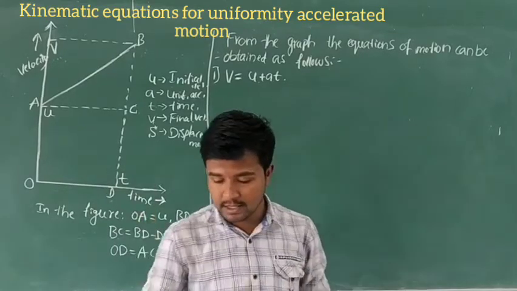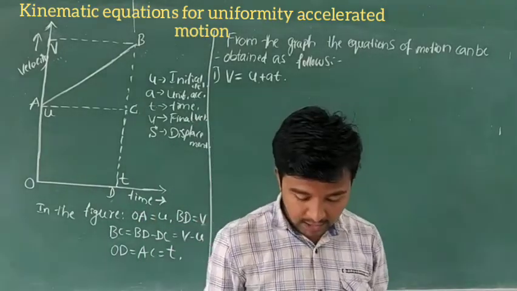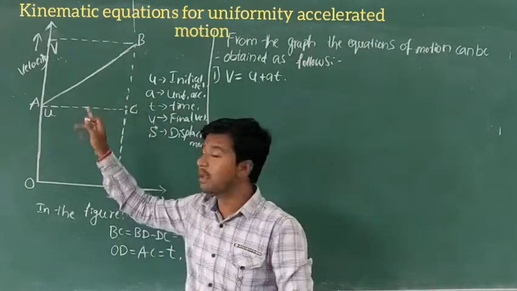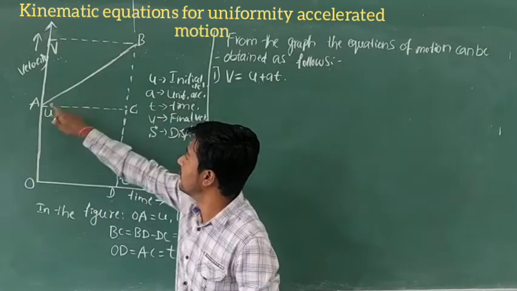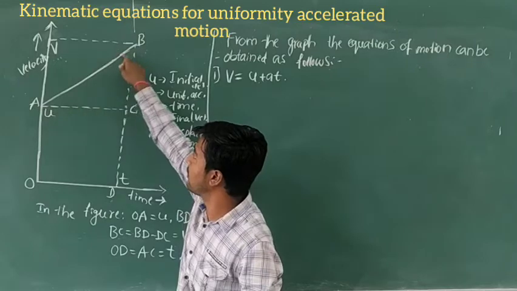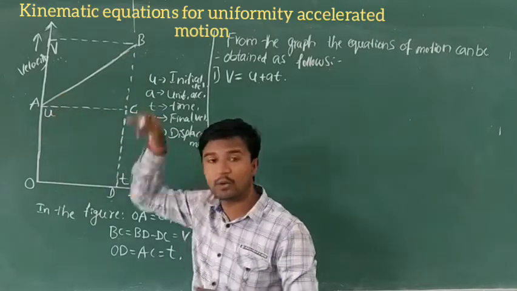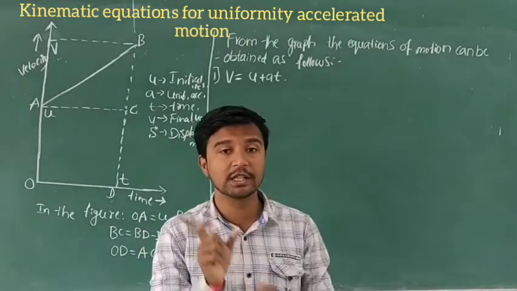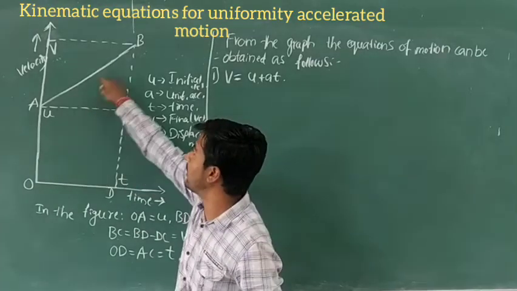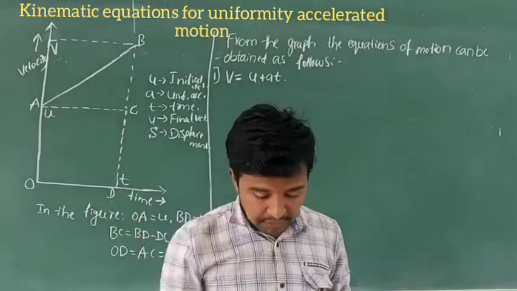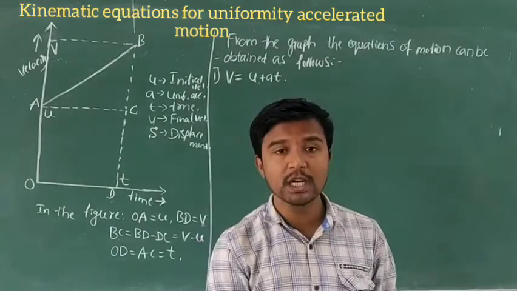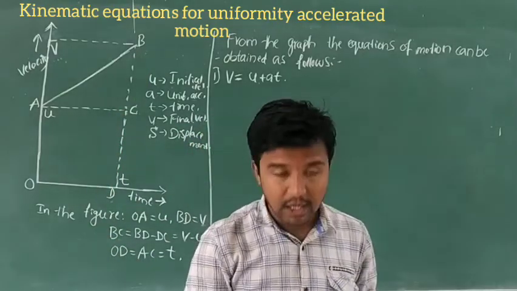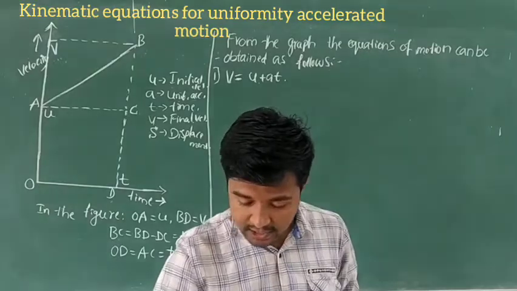Okay, so draw the graph clearly. First, the acceleration A of the body in this graph, the uniform acceleration A, is equal to the slope of AB. Is the picture clear? See the picture. The acceleration of a body is equal to the slope of the straight line AB.